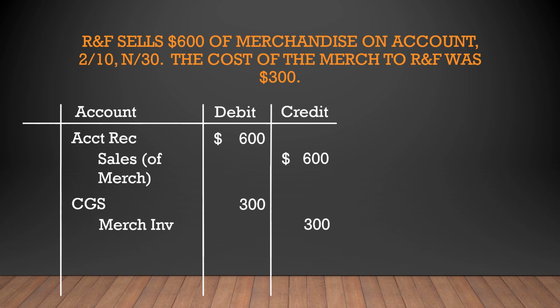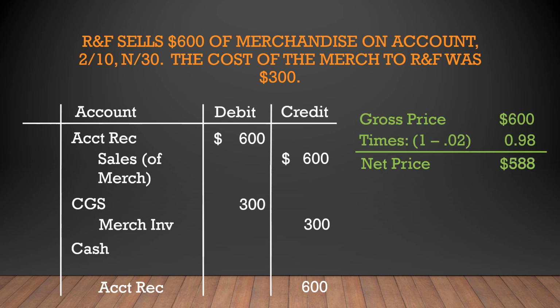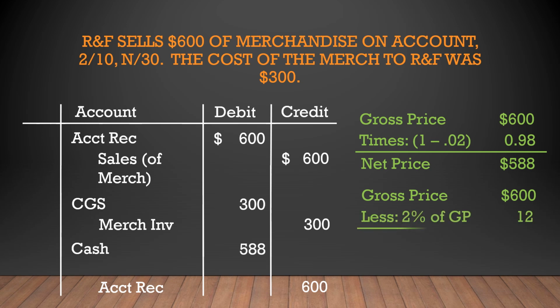When the buyer pays within the discount period, credit the $600 of AR off the books and debit cash. Since the buyer is paying within the first 10 days, the cash collected is not the full $600, but 98% of that amount, or $588. You could also determine that amount by taking the $600 gross price and reducing it by 2%. The needed $12 debit to balance our equation goes to sales discounts.